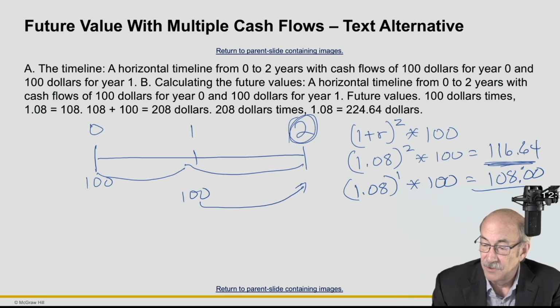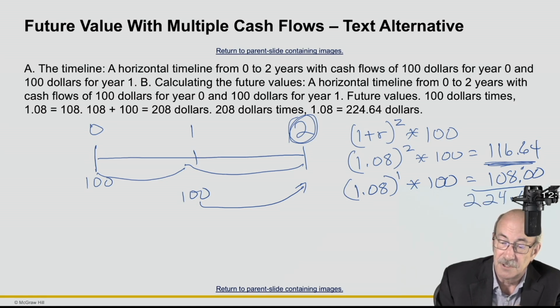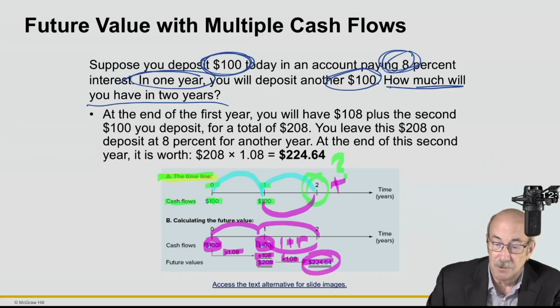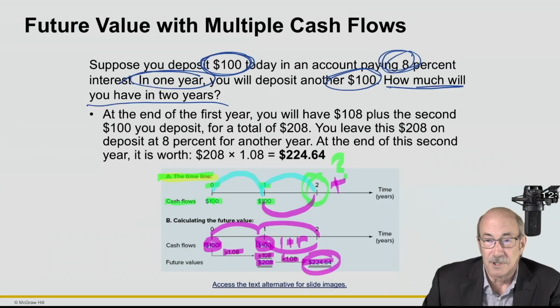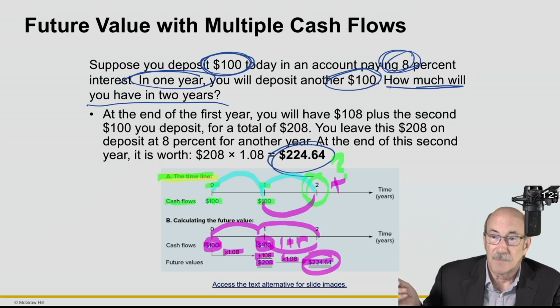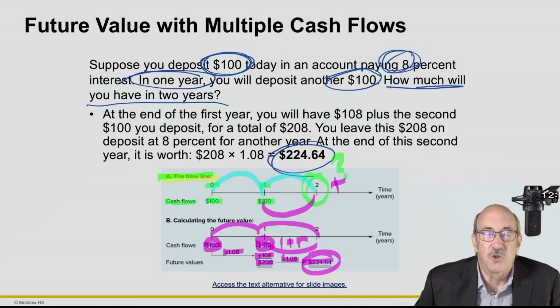So now let's add those two together. We get 224.64. And lo and behold, 224.64 is what we got over here as well. All right. So those are the two techniques. Doesn't really matter which one you do.